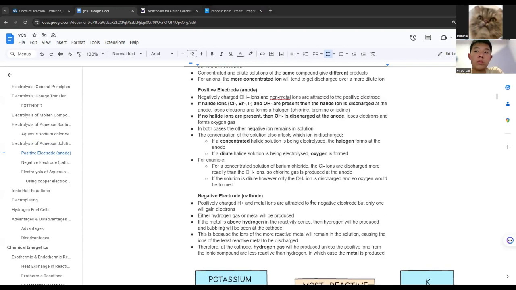For example, a concentrated solution of barium chloride. The chlorine ions are discharged more readily than the hydroxide ions, so chlorine gas is produced at the anode. And if the solution is dilute, only the hydroxide ion is discharged, so oxygen will be formed.